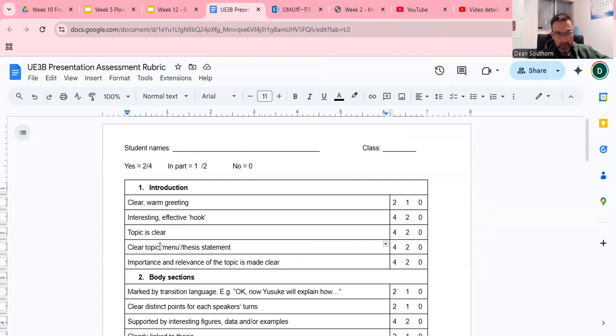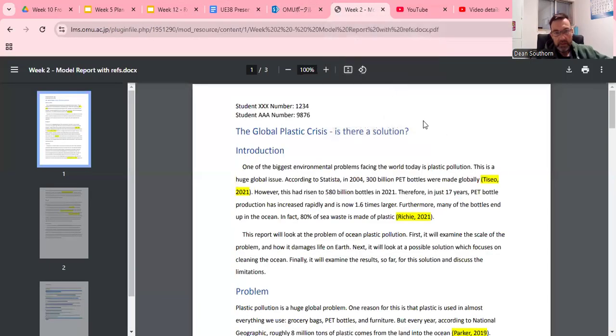Okay, and then moving on, the next thing that an introduction should do is explain, similar to your report, it should explain the thesis. So what are you going to do in the report, in the presentation? So again, going back to this.